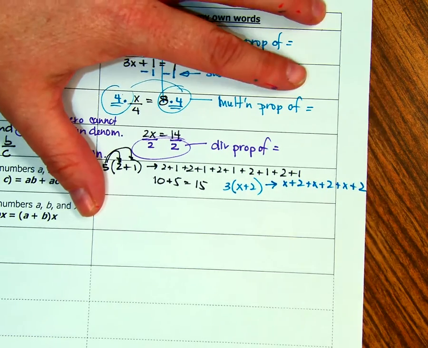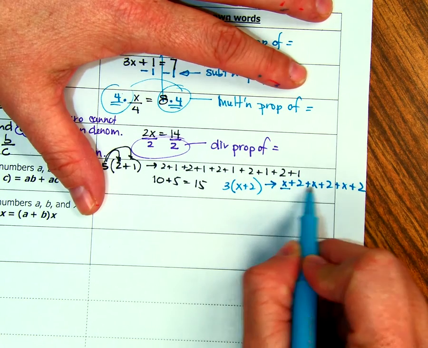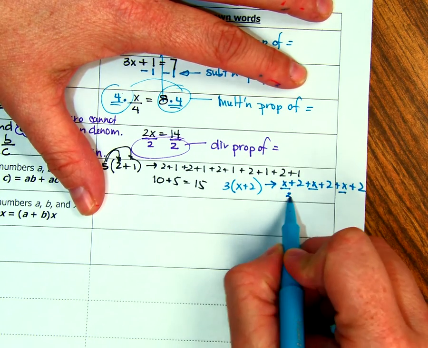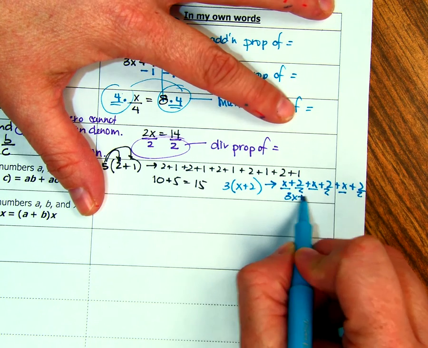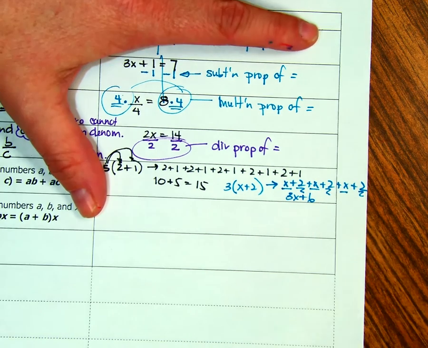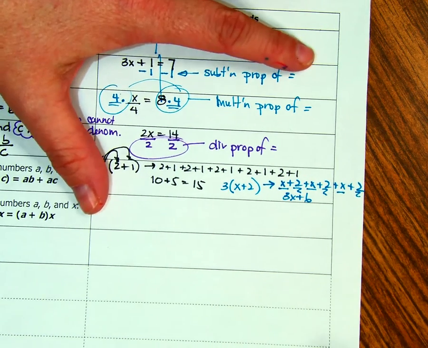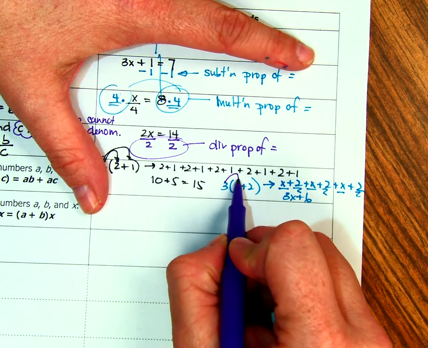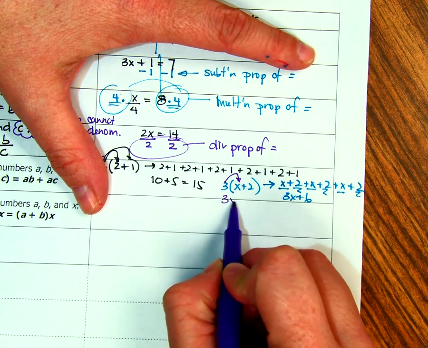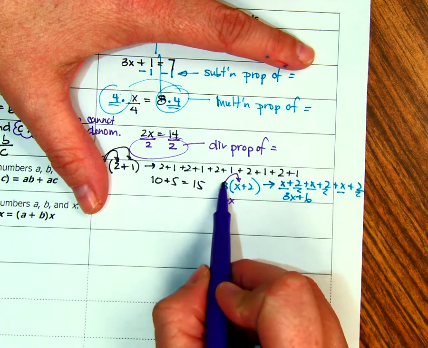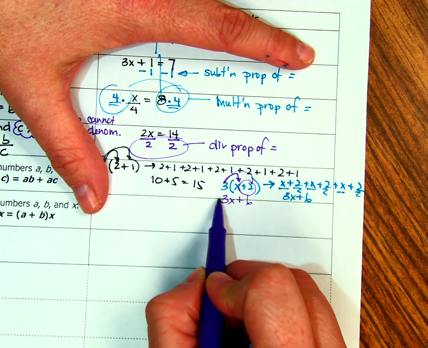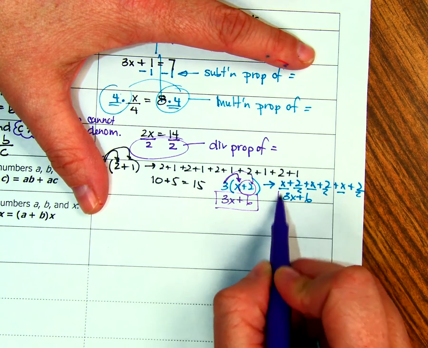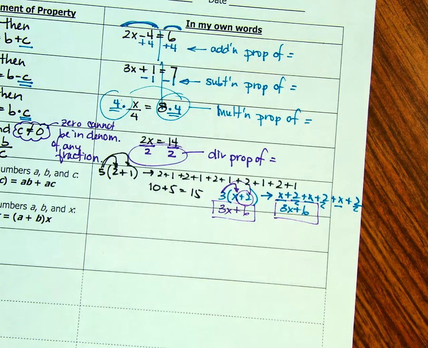I don't need to do that and then combine. I have an x and an x and an x and get 3x. And then a 2 plus a 2 plus a 2 gives me a plus 6. That's a long way of doing it. Using the distributive property, I could do 3 times x, which gives me 3x, and 3 times a positive 2, which gives me a positive 6. Much quicker than having to expand it.